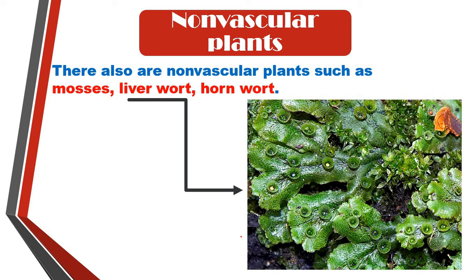So the nutrients and water don't move as fast as in vascular plants. These are examples of non-vascular plants. This is called liverwort plant. Other examples of non-vascular plant are mosses and.